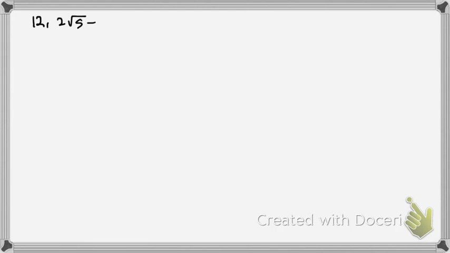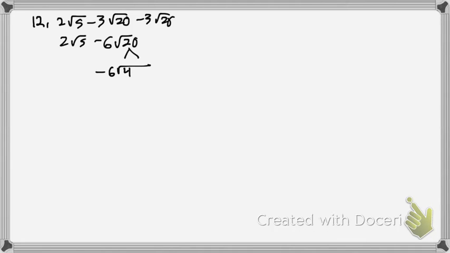Number 12. So we have 2 radical 5 minus 3 radical 20 minus 3 radical 20. So we can put those two 20s together and we get negative 6 radical 20. Now we're looking for square roots here, roots that we can pull out. So we're looking for perfect squares: 4, 9, 16, 25. When we see 20, this is a number we're going to see a lot, the square root of 20. We should know that that's 4 times 5, or the square root of 4 times the square root of 5, or in this case, 2 times the square root of 5.